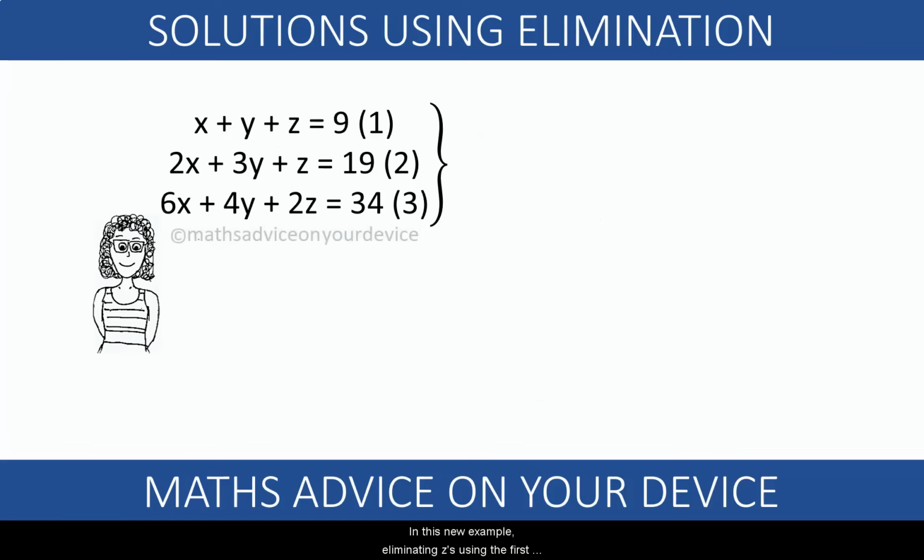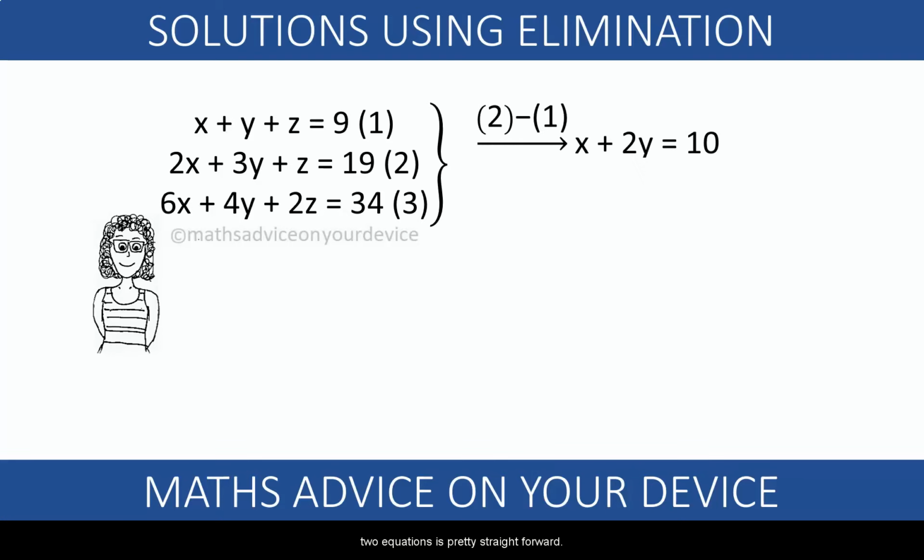In this new example, eliminating z's using the first two equations is pretty straightforward. All we have to do is subtract them. X plus 2y equals 10. However, if we want to eliminate z's using the third equation, we are going to have to scale things up.